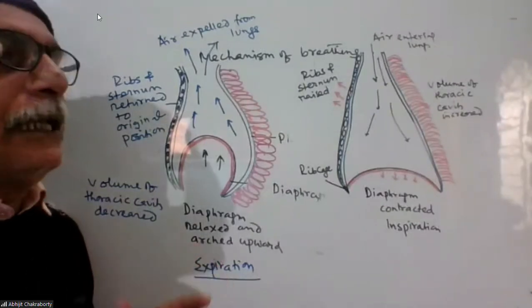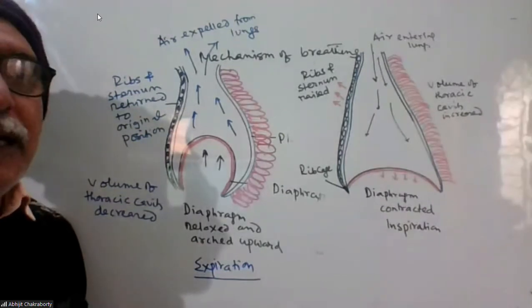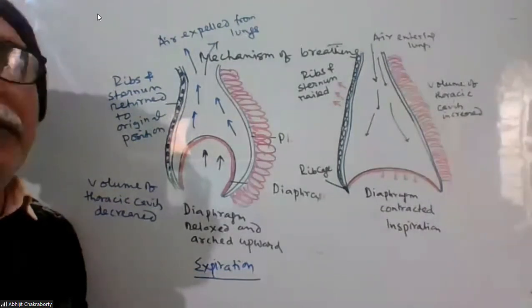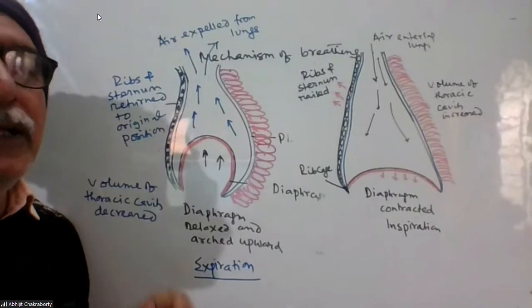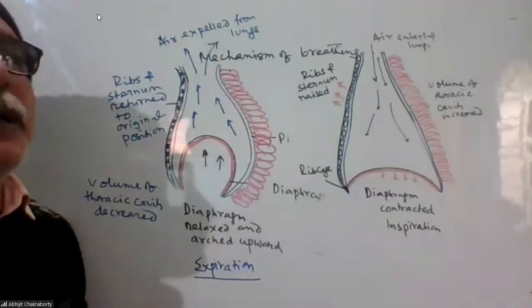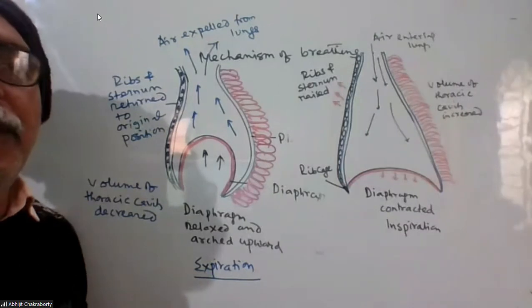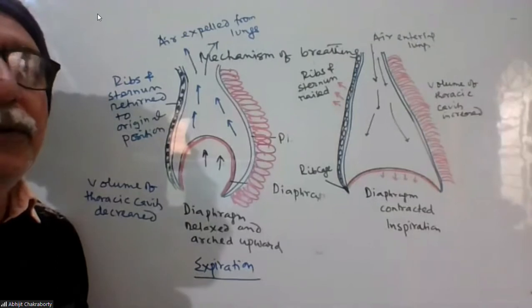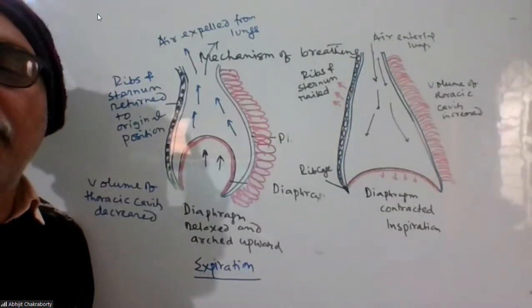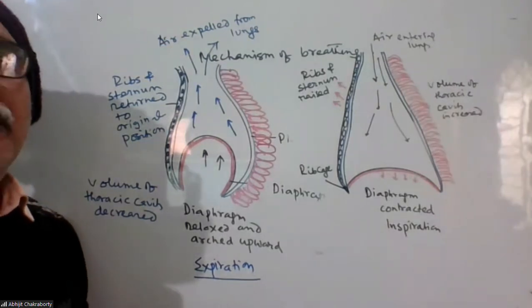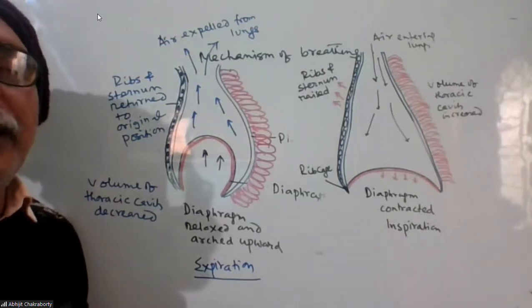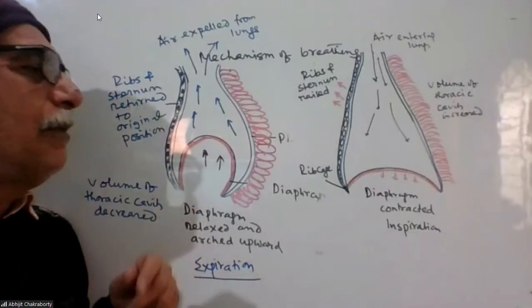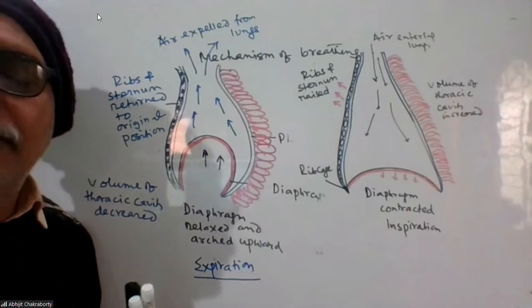So what changes are required to facilitate inspiration, and what changes are required to facilitate expiration? One thing you need to remember is that here also movement of air takes place along the gradient by simple diffusion. So always air moves from a higher pressure zone to a lower pressure zone. So if air is to enter the lungs, a lower pressure zone is to be developed inside the lung. And again, during expiration, when air is to be expelled out, a higher pressure zone is to be created in the lungs. And for this, these changes are taking place. Clear?